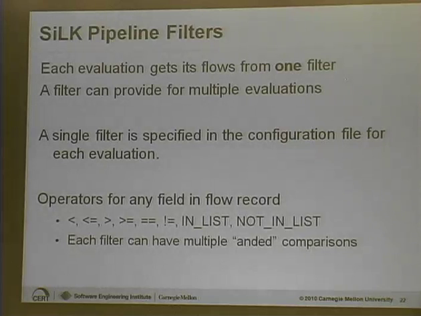So, as I mentioned before, each evaluation is associated with its own filter. So filter down the traffic. And then each filter is specified in that config file, in pipeline's config file. And you've got a whole set of operators that you can use. It's your typical set of what you'd expect against any record in the flow, or any field in the flow. So in a list, not in a list, source port greater than something, destination port greater than something, source port 22, you name it.